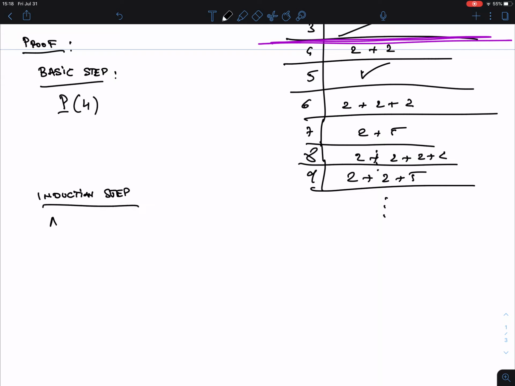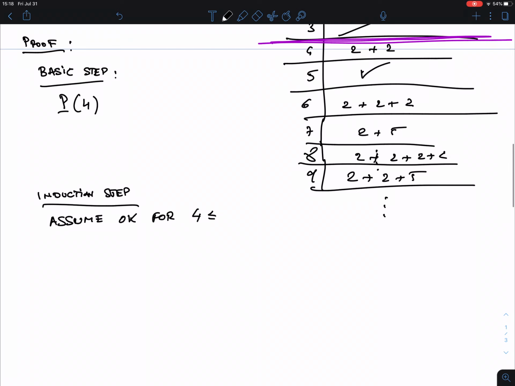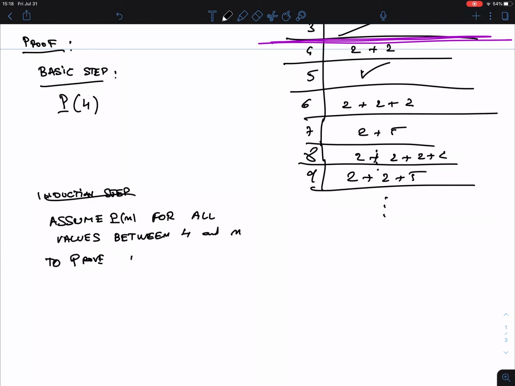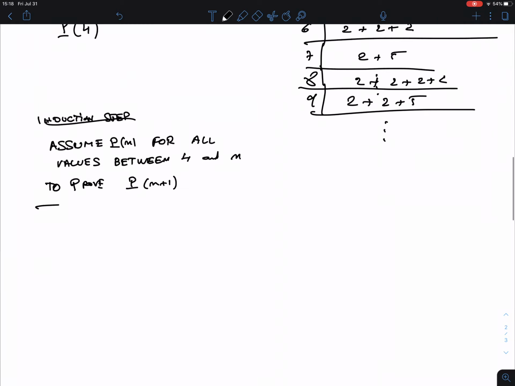So in the induction step, assume, for all values, let me write this with words. Assume Pn holds, but we sometimes just say Pn. We assume Pn for all values between 4 and n to prove Pn plus 1. Okay, and the trick is again, I've got to prove this now, right?